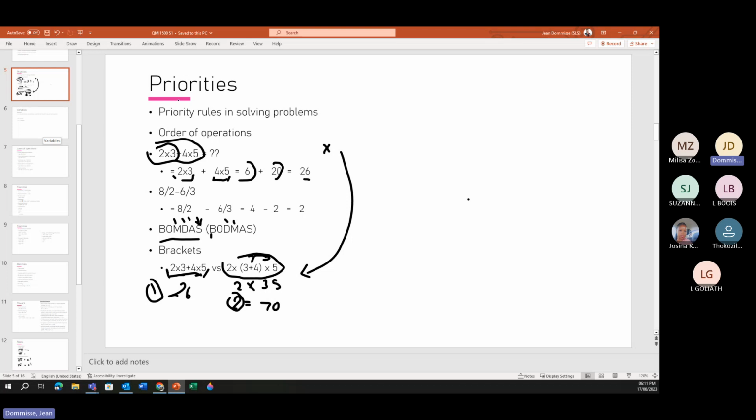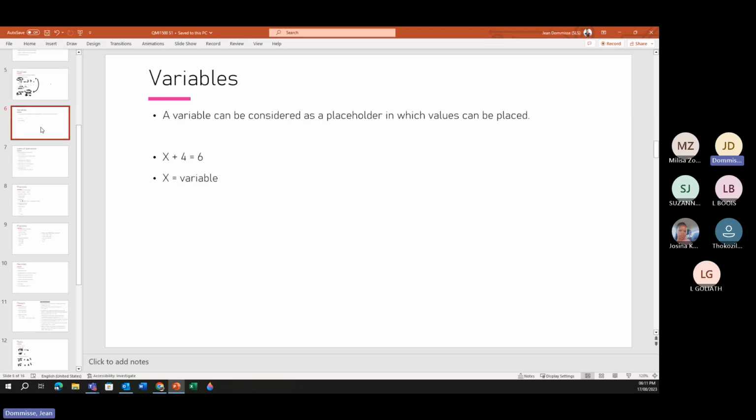Okay, so this was priorities of how you work when you have different signs. The other thing that we need to know about is variables. So we will get into theme 2 and 3. We will use this a lot.